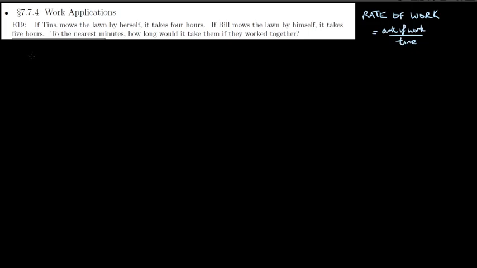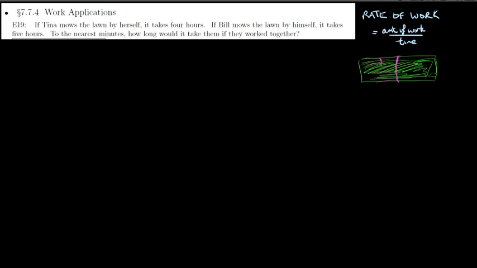So here's the idea. Let's draw the lawn here. Suppose you just have a nice rectangular lawn. I know that's not very practical. Lawns are more complicated than that. And we want to mow the lawn. If Tina were to mow the entire lawn by herself, it takes 4 hours. Let's say we just cut it in half and only do half the lawn. How long would that take? Half as long. Half of 4 hours is 2 hours.